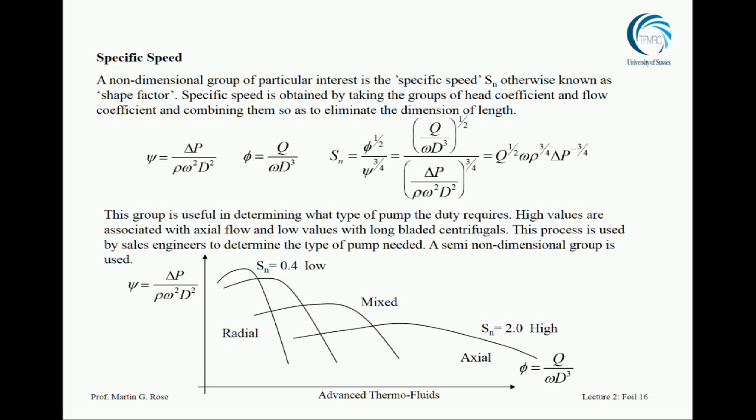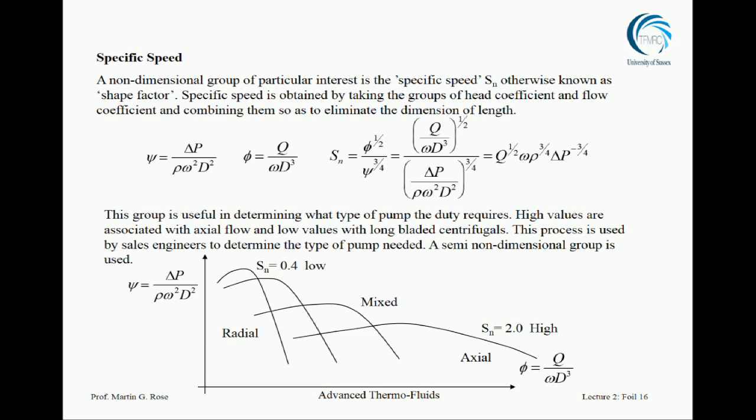The graph is a graph of volume flow rate coefficient, Q over omega d cubed, plotted against head coefficient, and we have the characteristics of a number of different machines drawn on that diagram. From an axial machine, which is this long, low, flat curve, which has a specific speed of about 2 or higher, to, at the opposite end, a very high pressure, very low flow radial machine, which has a specific speed of around 0.4 or lower. And in the middle we have mixed flow machines, which would have an Sn of maybe 1 or 2, something like that.